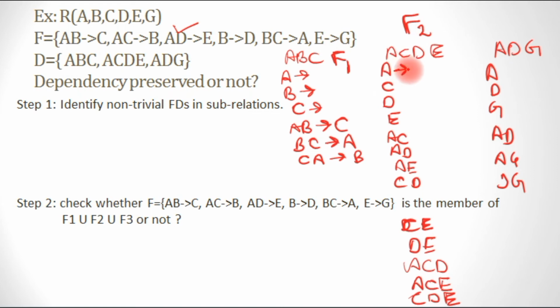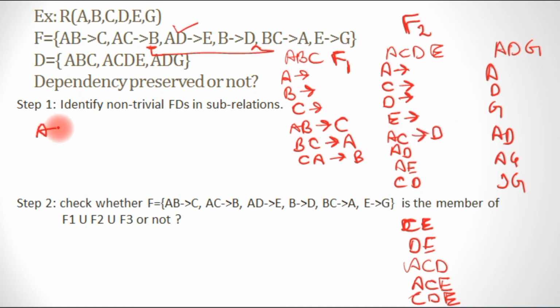Can A determine C, D or E? No. Can C determine A, D, E? No. Can D determine A, C, E? No. Can E determine A, C, D? So let's see. No. Can AC determine D or E? AC determines B and B determines D. So yes, we can write here D.